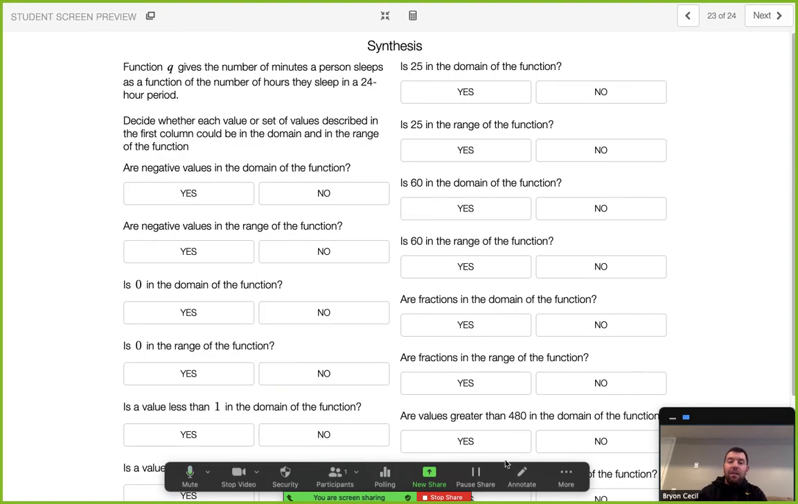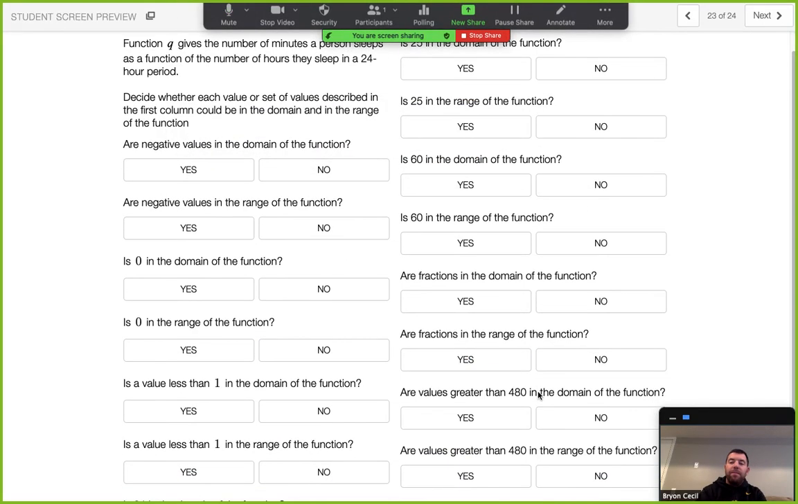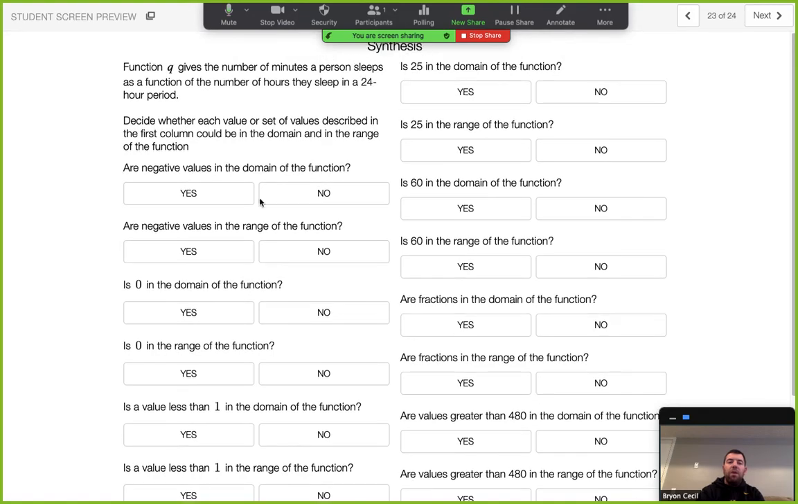Whoo, boy. Lots and lots to click here. Let's move this out of the way. Okay. So, all right, guys.